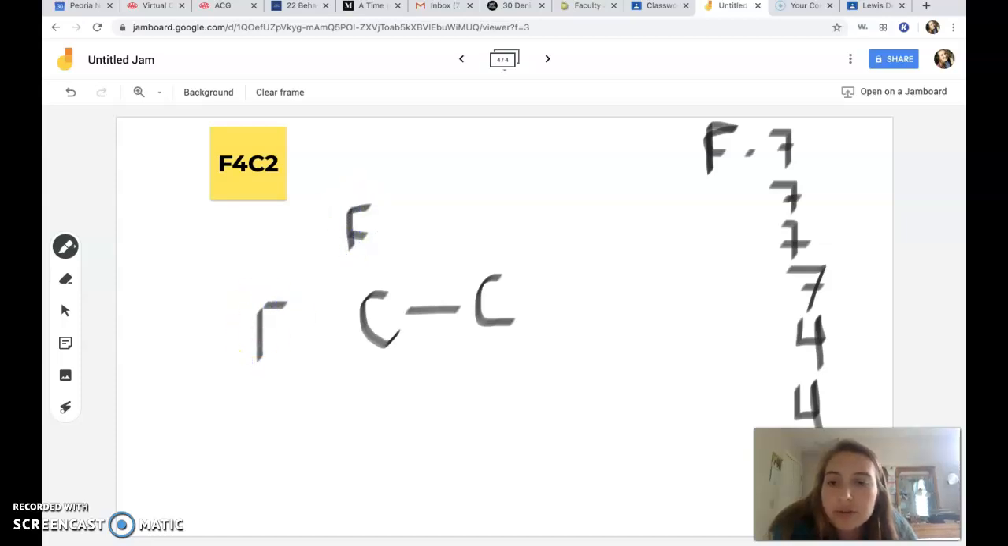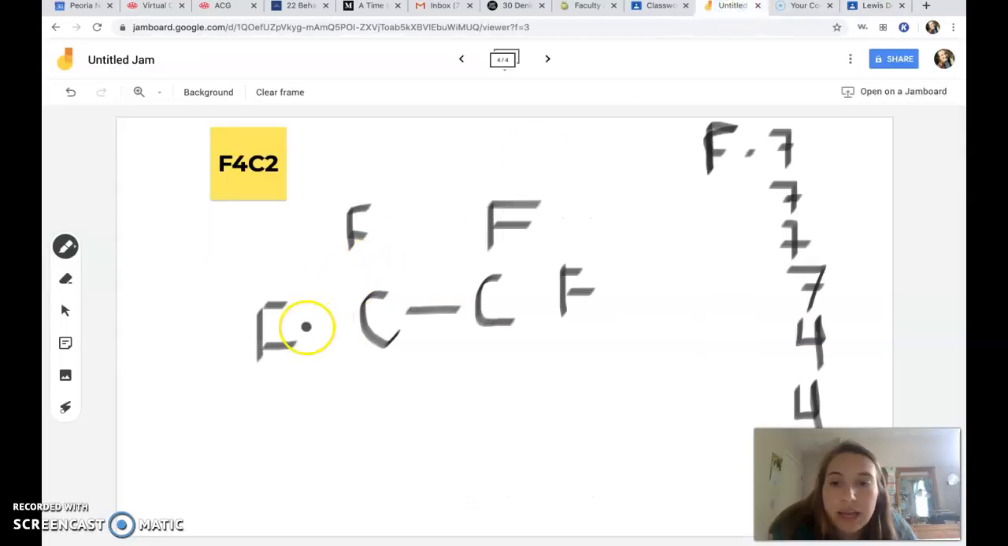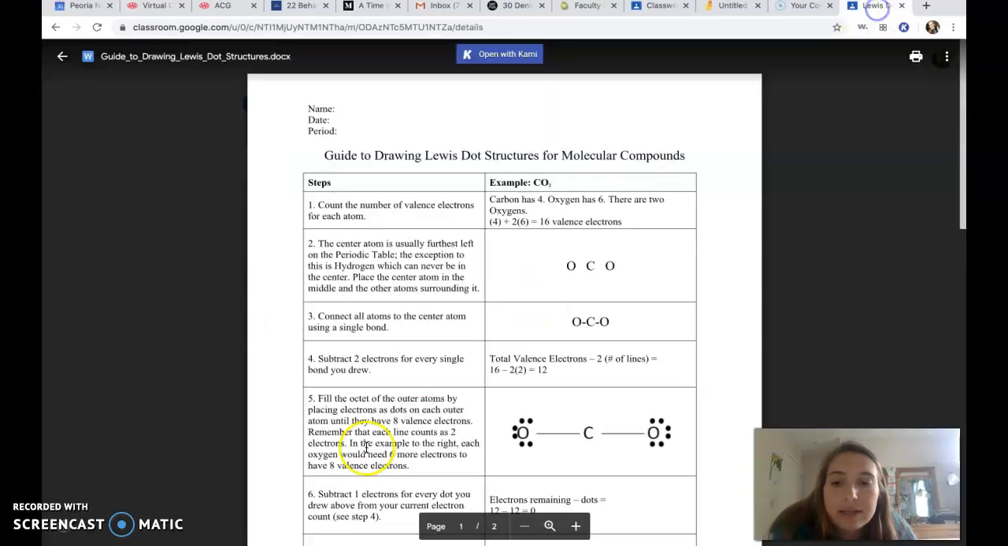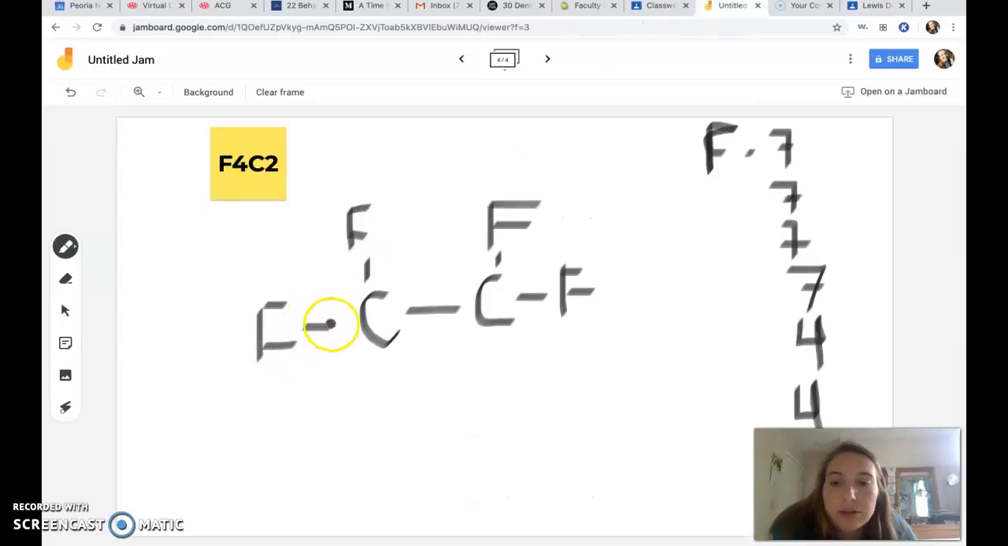So 1, 2, 1, 2. And then step 3, connect them all using a single bond. Step 4, subtract 2 electrons for every single bond we drew. 1, 2, 3, 4, 5, 6, 7, 8, 9, 10. I'm going to subtract 10 from 36 because I drew 5 bonds. And that leaves me with a whopping total of 26.